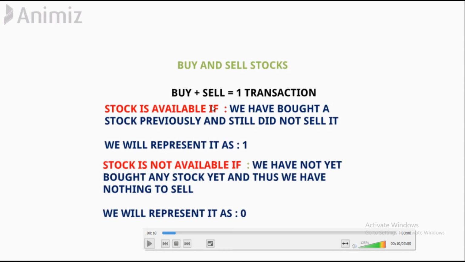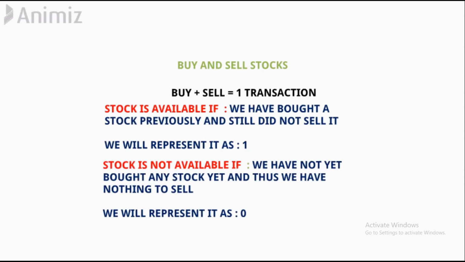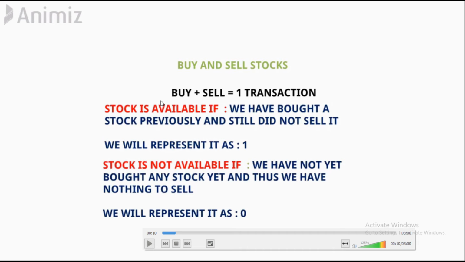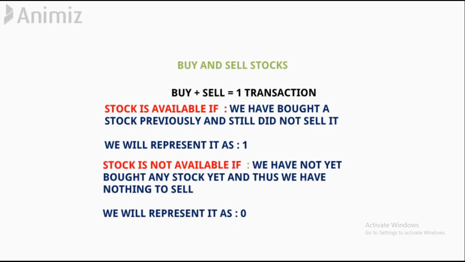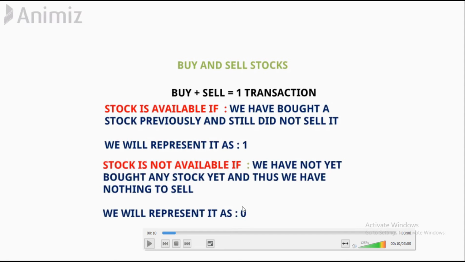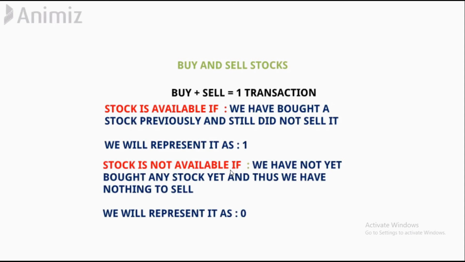Another thing we should remember: whenever I write 1, this means that today I have a stock available with me. Assume a mango. Today I have mangoes available with me which I can sell. Whenever I write 0, this represents that today I don't have any stock available with me. This means I don't have any mangoes. To be able to sell a mango, I need to buy it first.